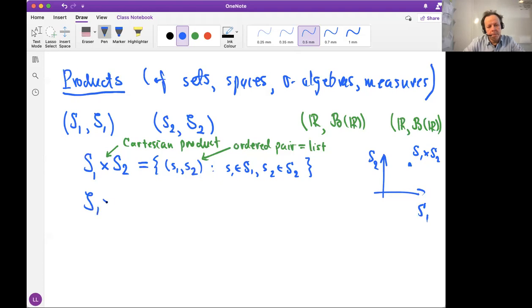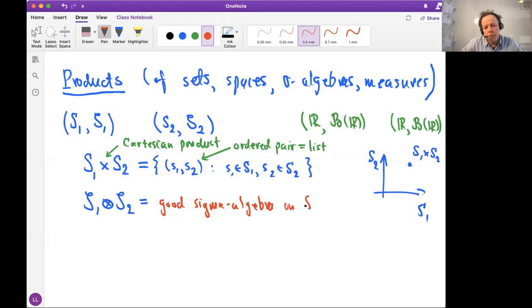Then what would be the natural product of these two things? Actually, we usually write a circle there to emphasize that it's not an ordinary product. What we want this to be is a good sigma algebra on the product set.